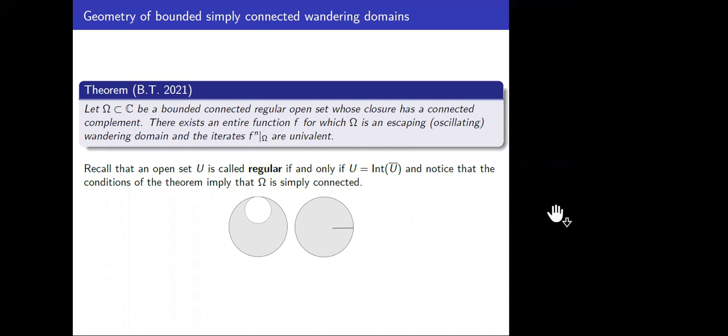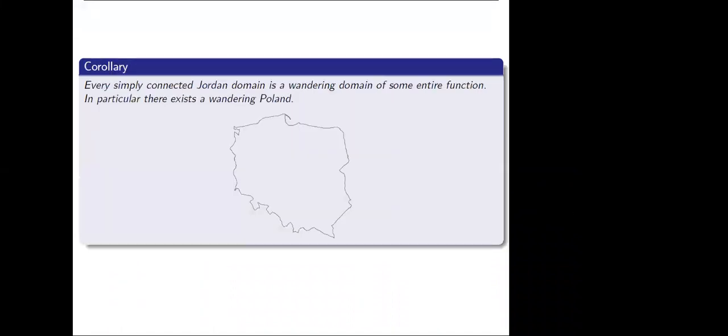Yeah, but I mean there are a lot of sets that satisfy these conditions. In particular, every Jordan domain, any boundedly connected Jordan domain, satisfies these conditions. For example, you can have a wandering Poland if you want, right? So this is the outer shape of the Poland. I googled it, so I hope I found the correct one. And this precisely can be a wandering domain. So that's what I'm trying to say.